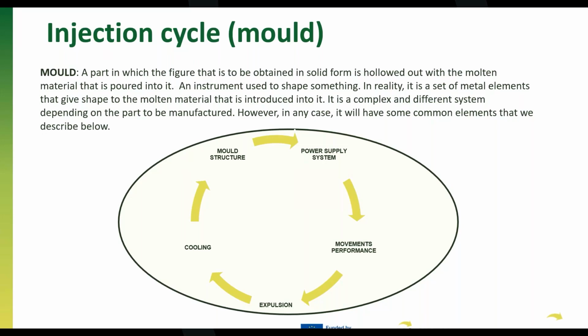Okay, the cycle that is done in the mold, I think we have already mentioned it, but we cool the part, and we provide the structure, supply system, movements, performance, and expulsion. All of these should be taken into account as the cycle of the mold is going. It is equal in the case of bio-based materials as in the case of fossil-based materials. So, in the next slide.